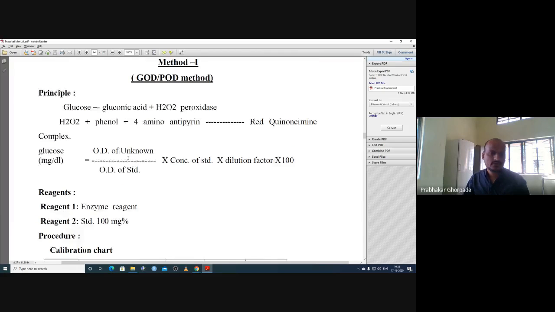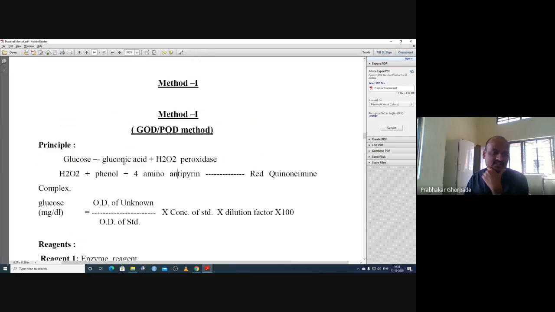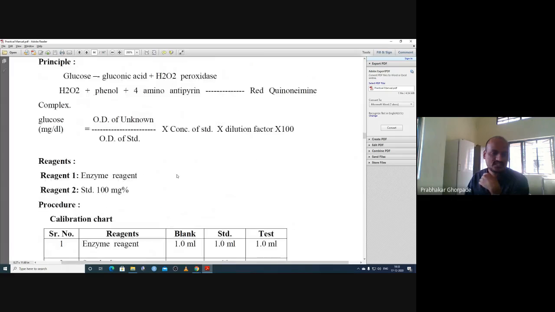Now let's see the equation: glucose in milligram per deciliter. Here we discussed that the ruminant blood glucose level is 40 milligram per deciliter. So how to deduce that glucose level? This is the equation: optical density of unknown divided by optical density of standard, multiplied by concentration of the standard, multiplied by dilution factor, multiplied by 100.